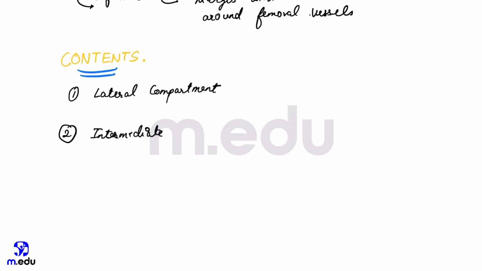So now let us look at the contents of the femoral sheath. There are three compartments in the femoral sheath. First compartment is the lateral compartment. Second compartment is intermediate, also known as venous compartment. And third, medial compartment.